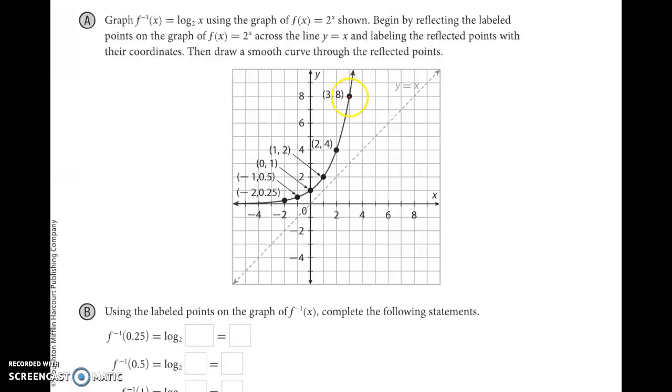And if we were to draw this, remember when you do your inverses you always switch your x and y's. So instead of this being 3, 8, it would be 8, 3. And instead of this being 2, 4, it would be 4, 2. And 1, 2 would be 2, 1. And 0, 1 would be 1, 0. And our inverse function looks something like this. So this is what log base 2 of x would look like.